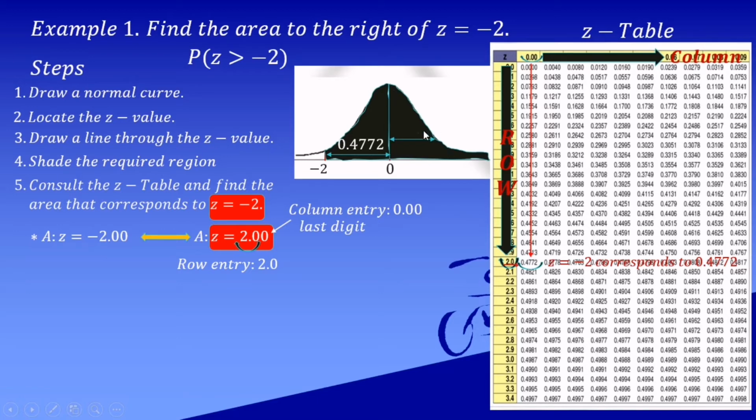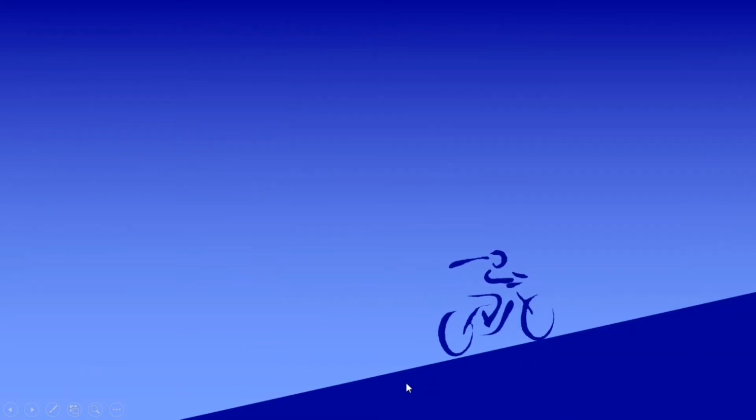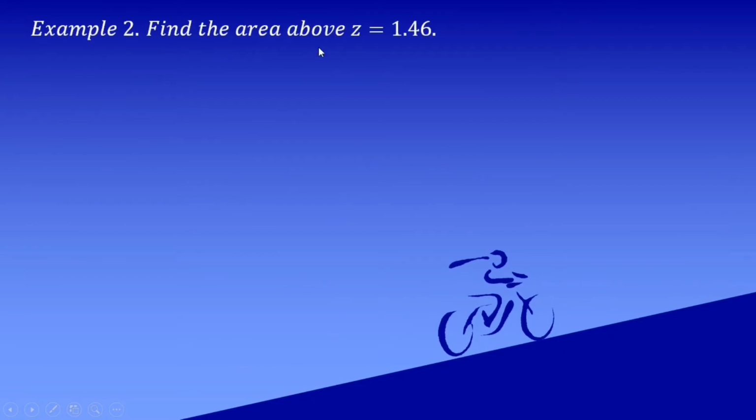Then, half of this normal curve is 0.5. So, to find the probability, z is greater than negative 2, the area of z is equal to negative 2 is 0.4772 plus 0.5, the half of the normal curve. Then get the sum. That is the required area to the right of z, or z is negative 2, is equal to 0.9772.